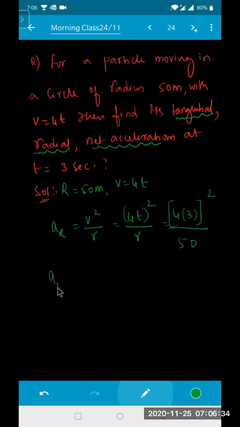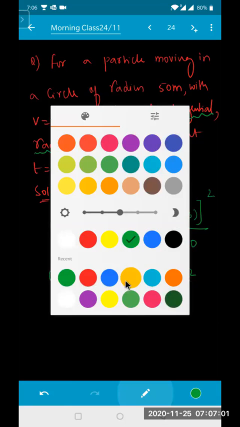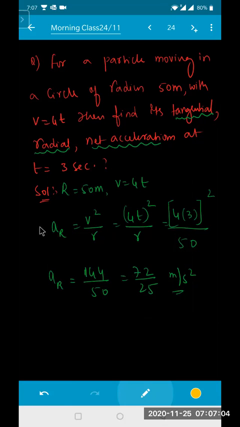So a radial will be equal to (4 into 3) square. 4 into 3 is 12. 12 square is 144. 144 divided by 50, and that will become 72 divided by 25. So this will be meter per second square. We can do some more calculation for that if needed. This one is for your radial acceleration.